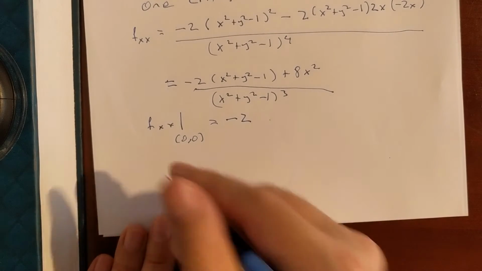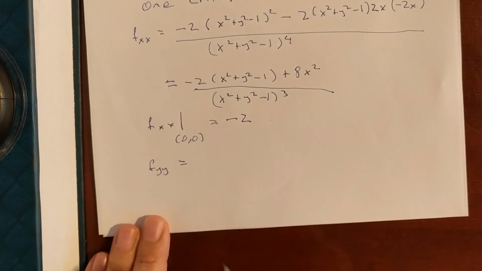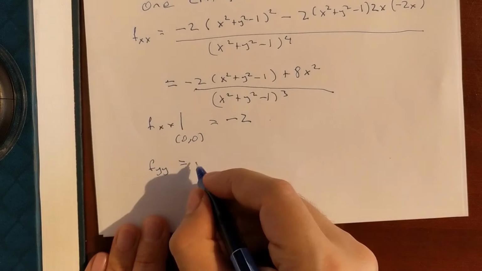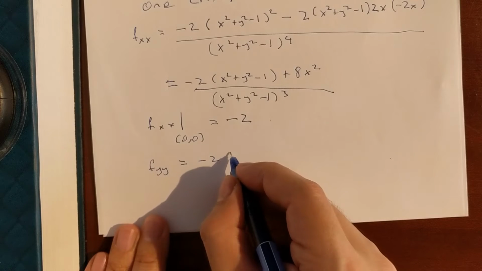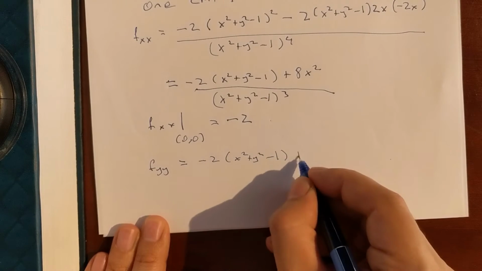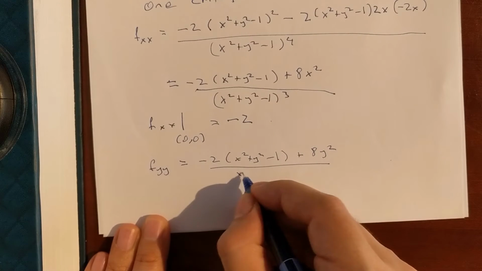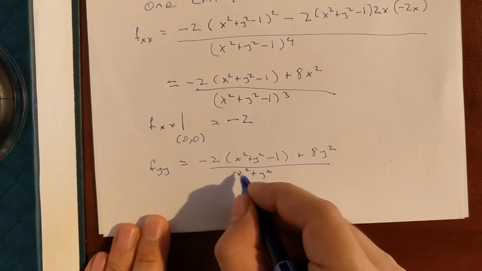Similarly, f yy is going to be exactly the same thing, because it's symmetric. We're going to have again minus 2 times x squared plus y squared minus 1, but this time it's going to be plus 8y squared over this term, which is the same because it's symmetric. Everything is the same.